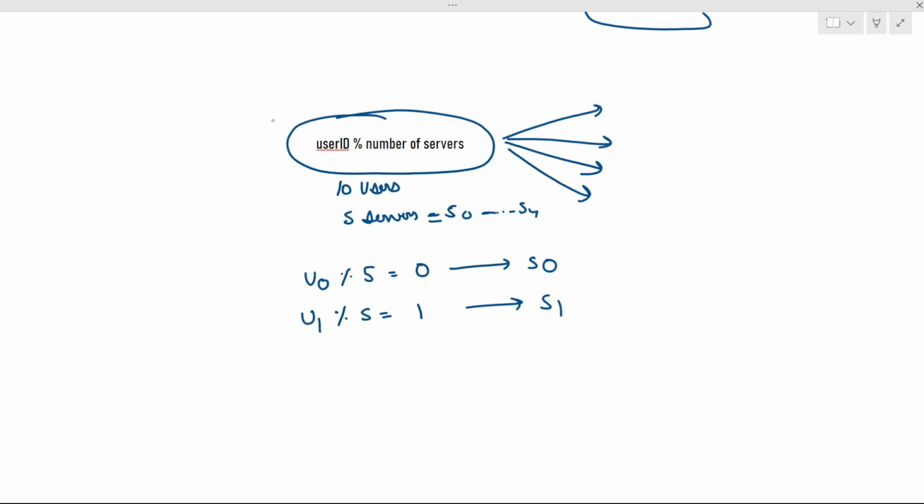I hope you are very clear about the load balancer's functioning. It plays a very crucial part in balancing the load when you are going for scale and when you are going for horizontal scaling.